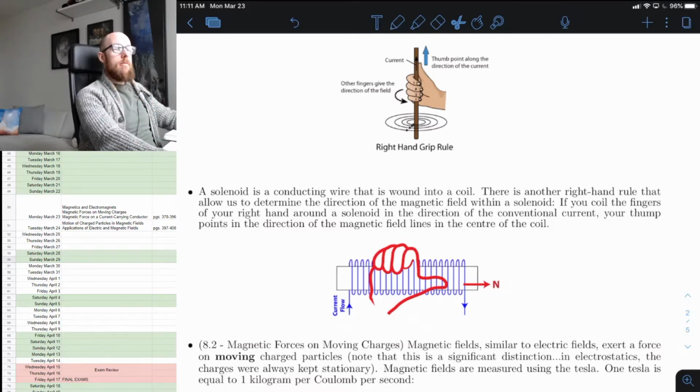Okay. I found a typo. Thumb, not thumb. That's so embarrassing. Whoops.